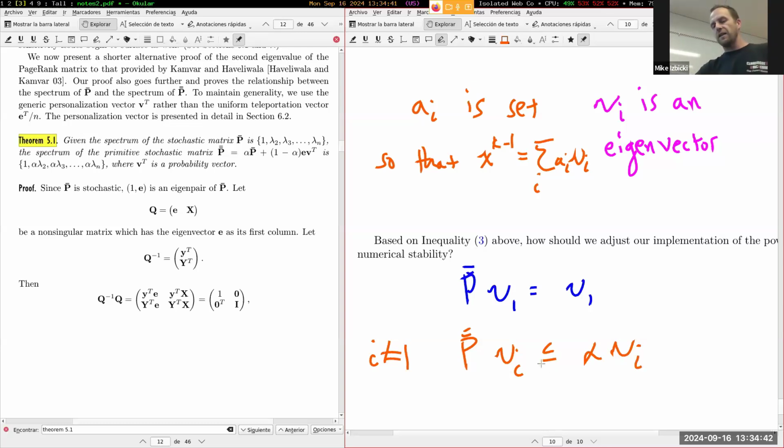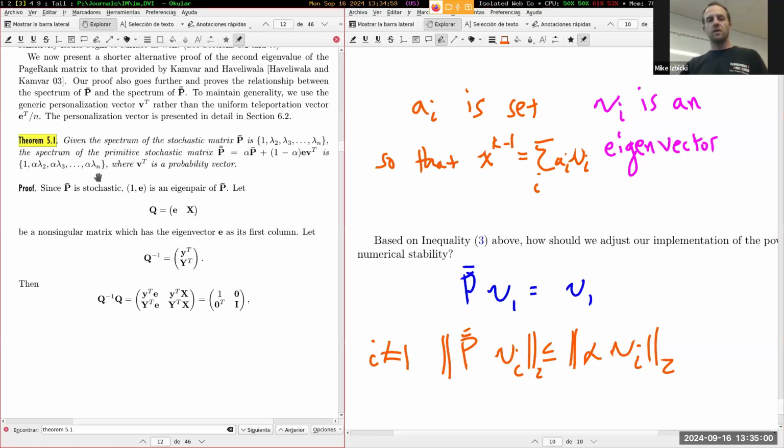It can't say exactly less than or equal to, because these are vectors. It doesn't make sense to say one vector is less than or equal to another, because it's not a real number. But the way we can get that is with the L2 norm over here. And now this equation holds, and that's roughly what theorem 5.1 is saying, this thing in orange down here: when you apply your p bar bar to one of these eigenvectors, we're guaranteed to shrink that eigenvector by at least alpha.